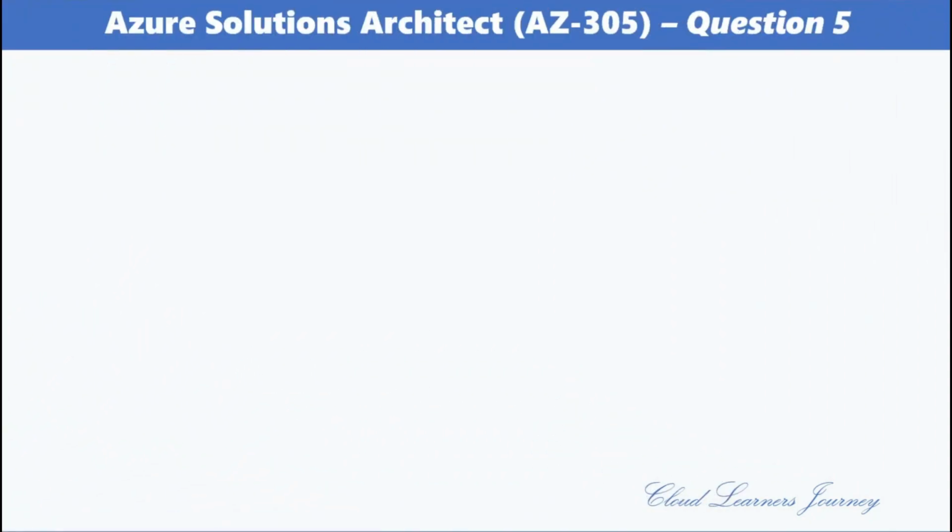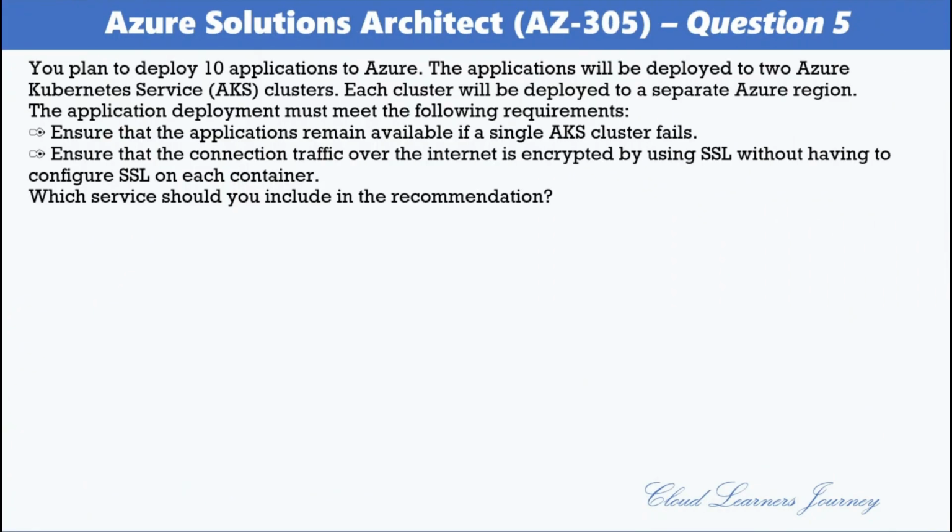Next, question number 5. You plan to deploy 10 applications to Azure. The applications will be deployed to 2 Azure Kubernetes Service clusters. Each cluster will be deployed to a separate Azure region. The application deployment must meet the following requirements. First, ensure that the applications remain available if a single AKS cluster fails. Second, ensure that the connection traffic over the internet is encrypted by using SSL without having to configure SSL on each container. Which service should you include in the recommendation?